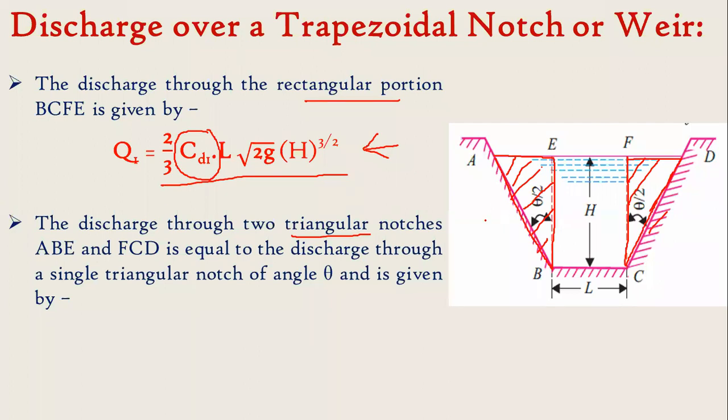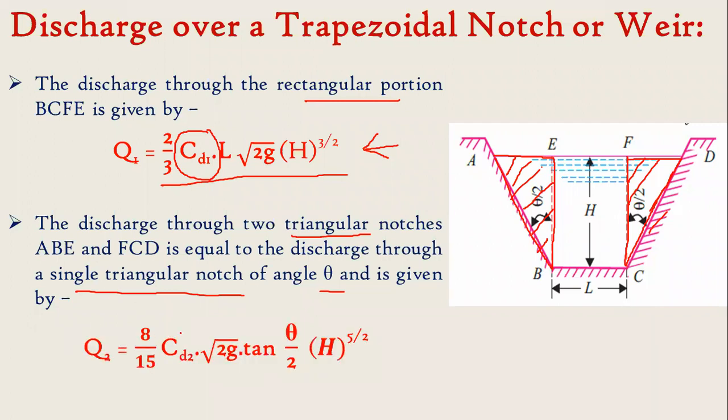So the discharge through the two triangular notches ABE and FCD is equal to the discharge through a single triangular notch of angle theta, and is given by the formula for discharge through the triangular notch or weir, which is Q2 equal to 8/15 CD square root of 2G into tan theta by 2 into H raised to 5/2. Okay, where CD2 is the coefficient of discharge through the triangular portion. Okay, have you understood up to here?